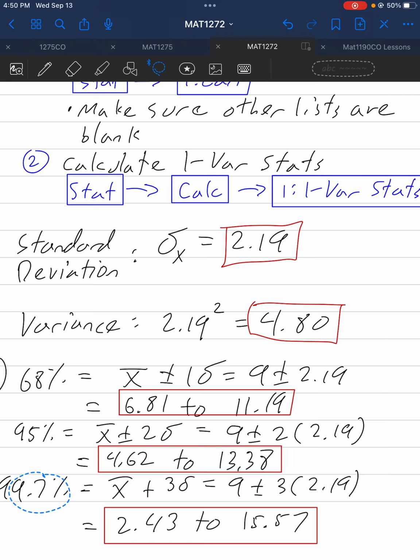99.7% of the data is covered by the mean plus or minus 3 standard deviations. So 9 minus 3 times 2.19. Order of operations means the multiplication, 3 times 2.19, comes first, and then it is subtracted from 9. That gets you 2.43. The same thing with the plus sign gets you 15.57, and this covers 68% of the data, 95% of the data, and 99.7% of the data.